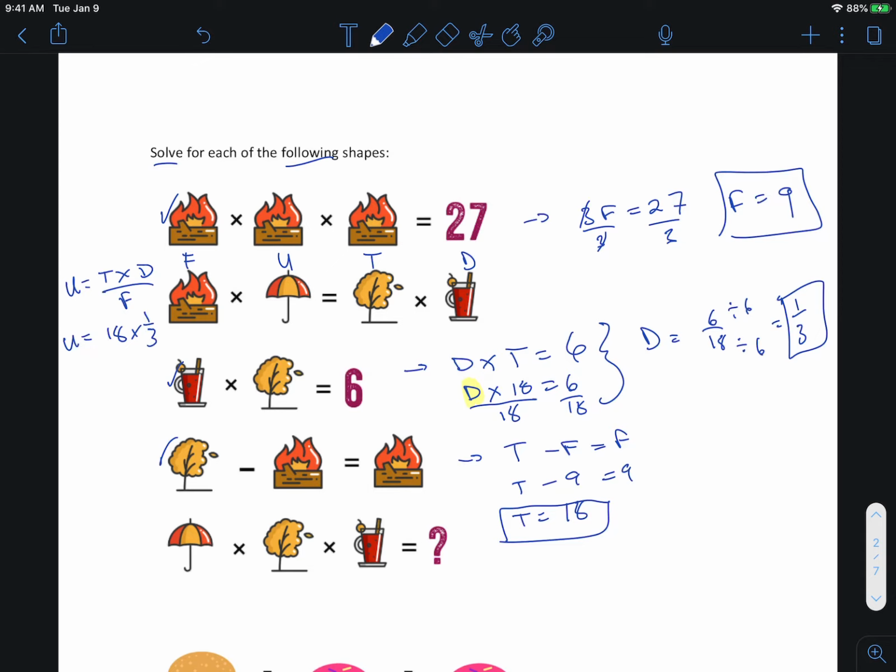How do we multiply a fraction? We could put that over 1 and then do it that way. 18 over 3. What is 18 over 3? You could divide it. It'd be 6. 6 over 9. That's it.